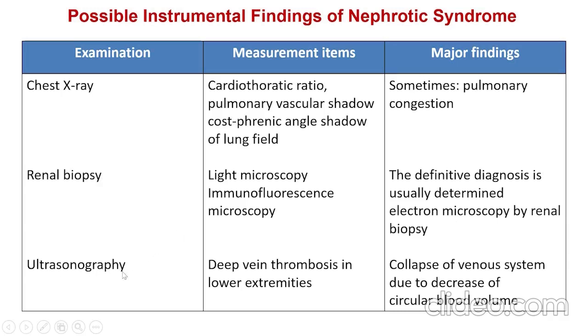Finally, ultrasonography. This method is important for us because with this method we can check kidney structure changes, we can check lower extremities venous condition, deep vein thrombosis, a collapse of the venous system, thrombosis, and so on.